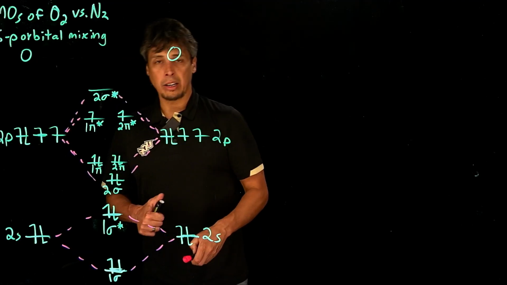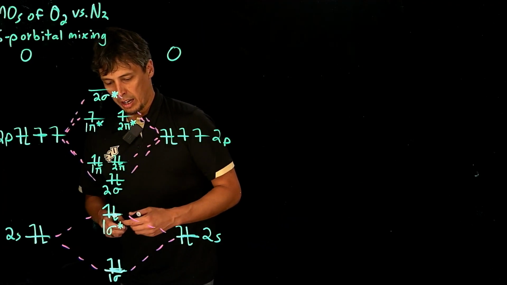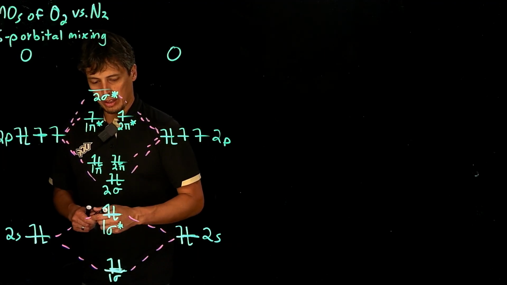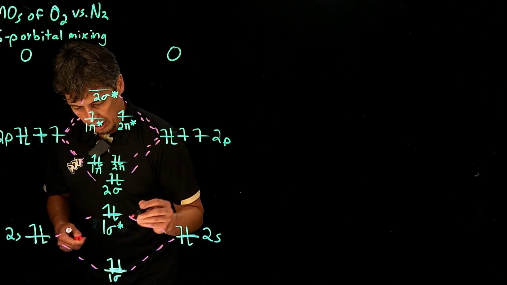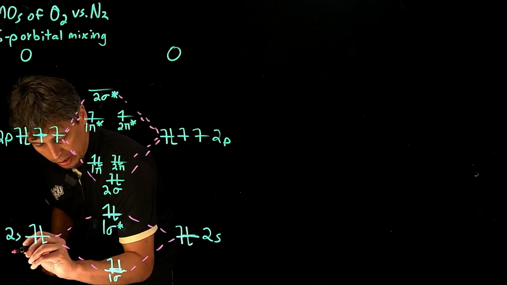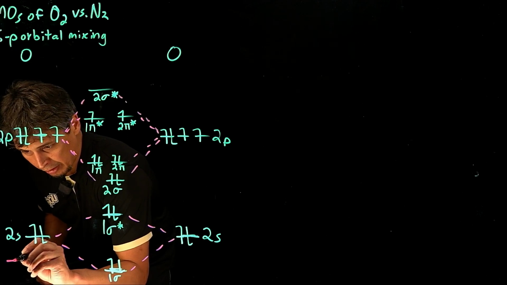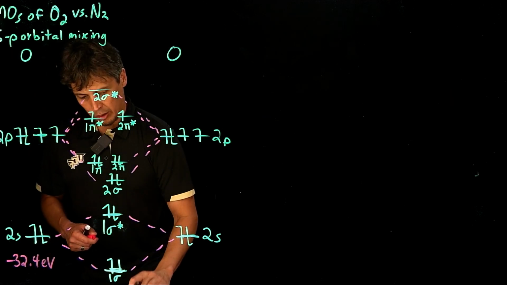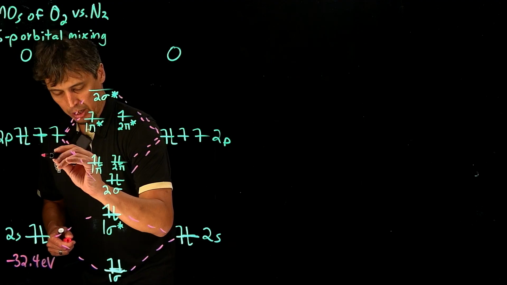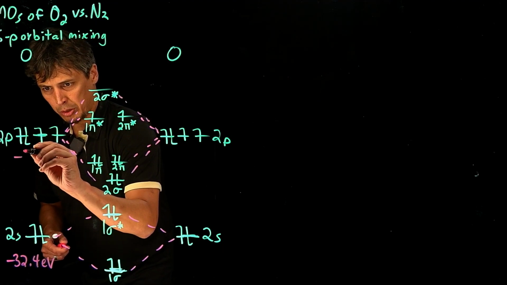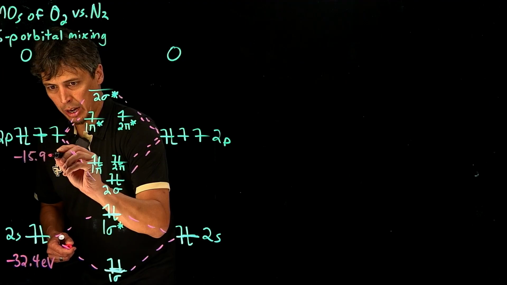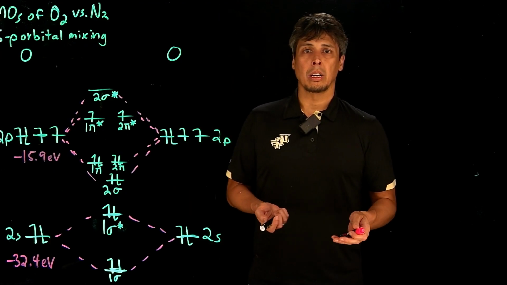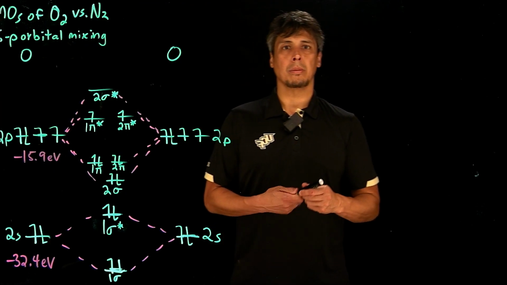And one thing we're going to add here, speaking of energy, is the energy of the atomic orbitals that generate these MOs. For oxygen, the energy for the 2s orbital is negative 32.4 electron volts, while the energy for the 2p orbitals is negative 15.9 electron volts. Now let's go ahead and generate the molecular orbital diagram for dinitrogen.